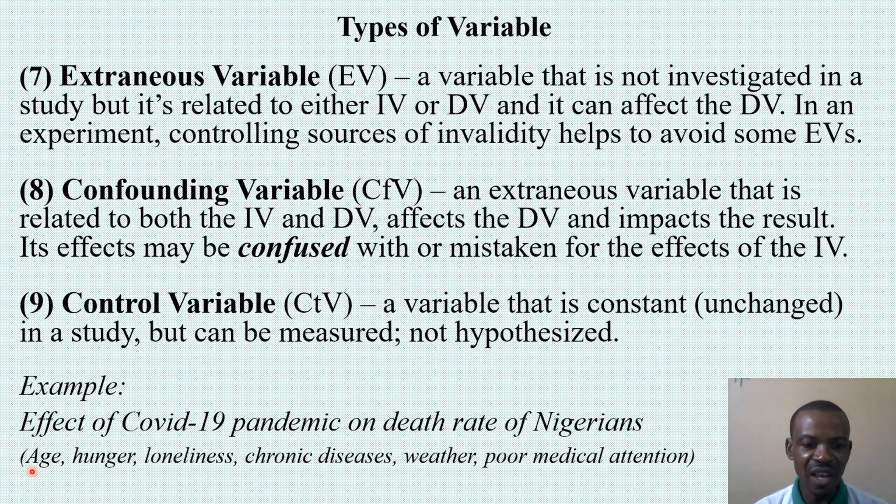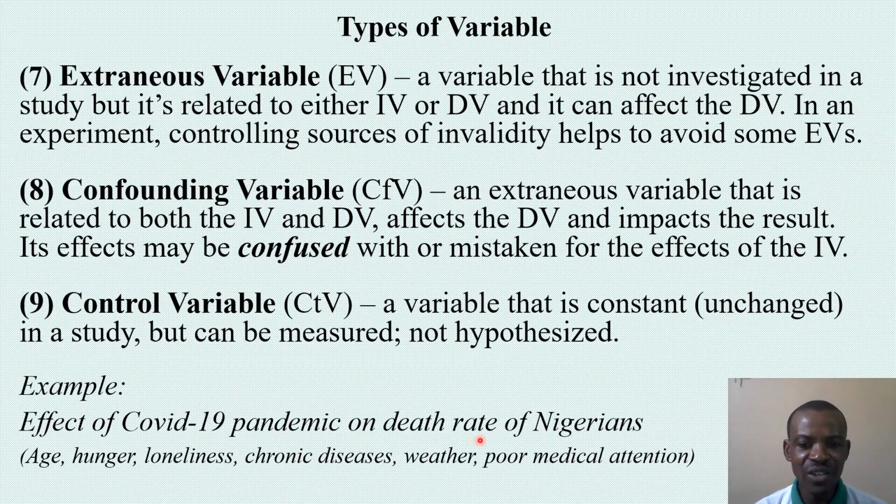But let's look at age, for instance. Does age have anything to do with the COVID-19 pandemic? Of course, we can say yes. Why? Because even scientists have proven that COVID-19 has a relationship with age. And that is why during the COVID-19 pandemic, it is said that very old people are easily affected by the pandemic. So you can see the issue of age here. And at the same time, we can say as one gets older, we're expected to experience death.